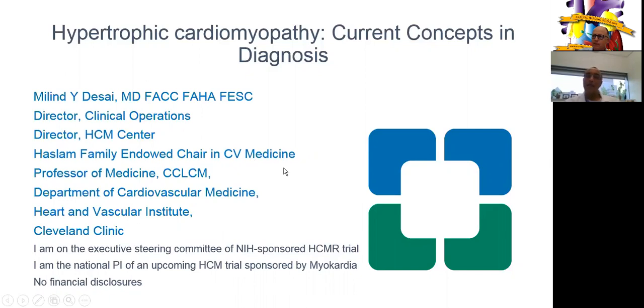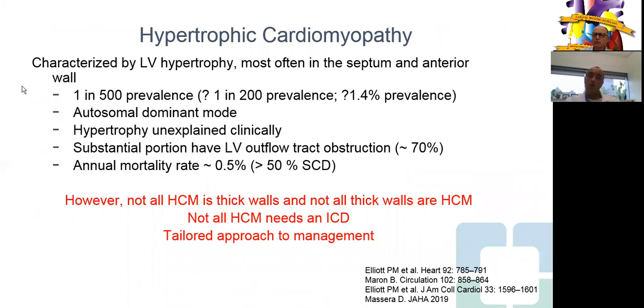So today, I am going to focus on what are some of the current concepts in diagnosis of hypertrophic cardiomyopathy and how, at least at the Cleveland Clinic, we see this disease and take care of these patients. So what is known or what has been written? Hypertrophic cardiomyopathy is thought to be characterized by LV hypertrophy, which is most commonly seen in the septum as well as the anterior wall. Over the years, data is emerging about its prevalence.